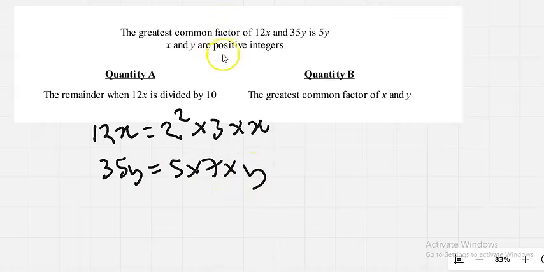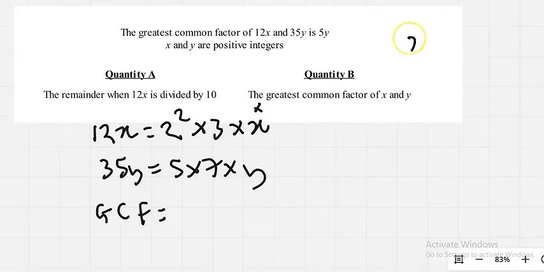Now for their greatest common factor to be 5y, so GCF, that means in greatest common factor you pick the prime factors common to the two numbers, the prime factor that is common to the two numbers that has the lower power. That's what we do since we are dealing with two numbers here. Now there's no 5 in 12x and there is no y. That means you have 5 and y here, at least one 5 here and at least one y.